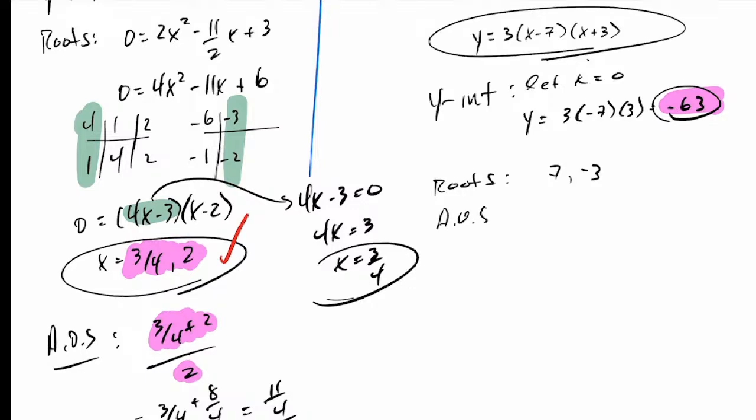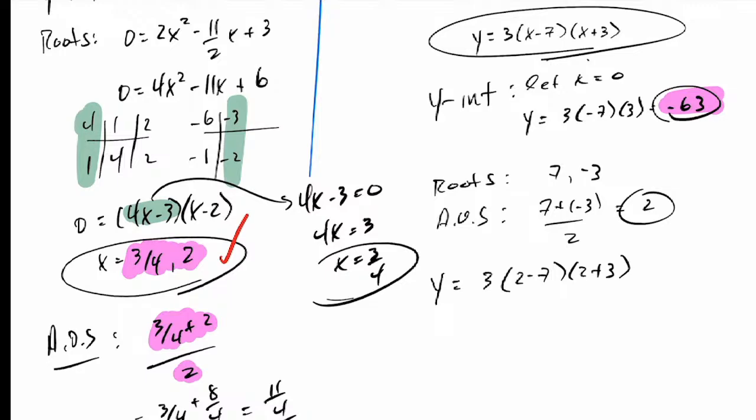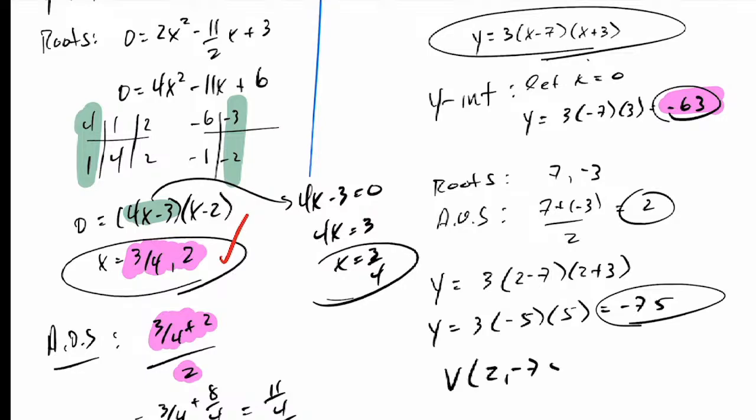My axis of symmetry, I'm going to add up these roots and divide by 2. Because I have the roots available to me, I get my axis of symmetry as 2. To find the y-coordinate, you sub it back into your original, letting x be 2. And I get -75. So therefore my vertex is 2 and -75. So now I've got my roots, my axis of symmetry, and my vertex for number 1.